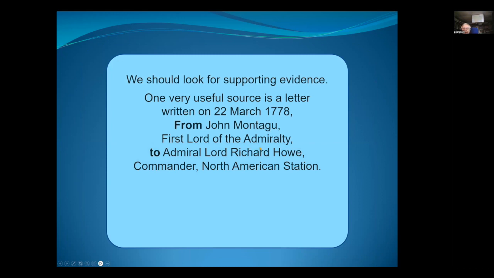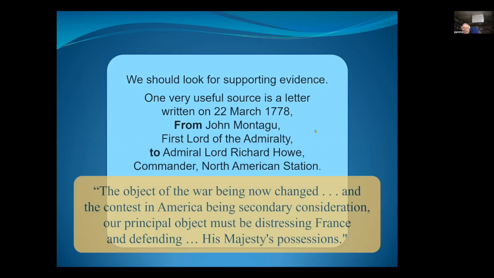That would be like our defense secretary, to the admiral, the commander of the North American station. And in that letter, that person said, the object of this war in North America has now changed, and the contest in America is of secondary consideration. Our principal object must be distressing France and defending His Majesty's possession around the world.